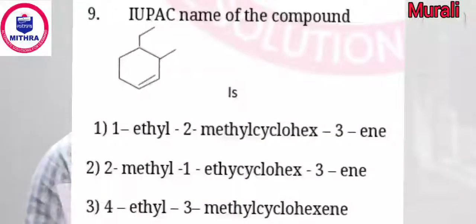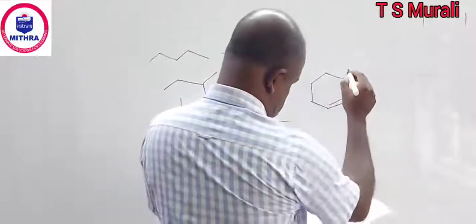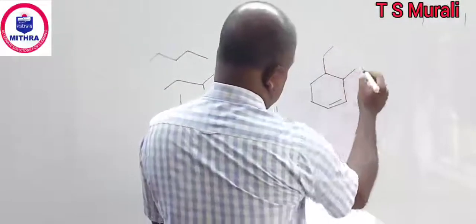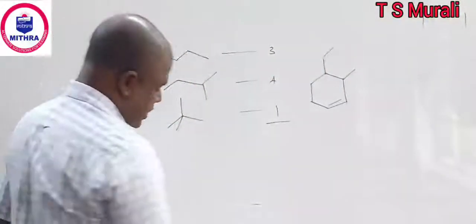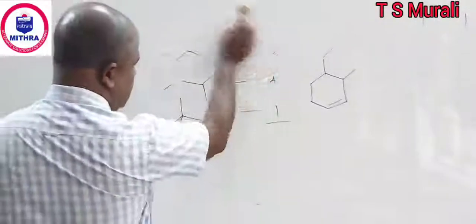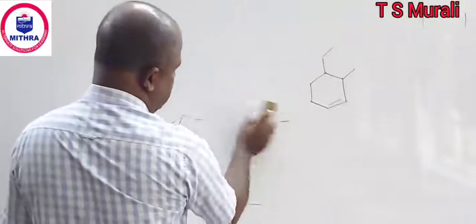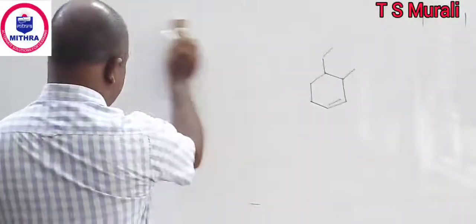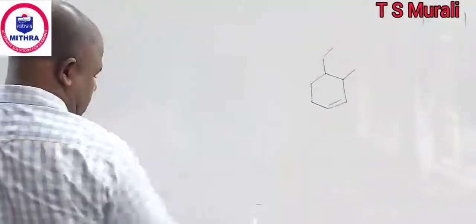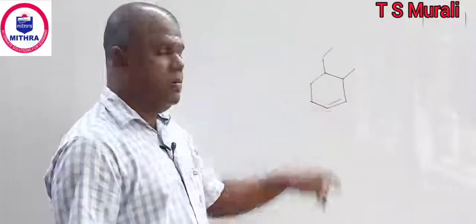IUPAC name of the compound. A compound is given to you and find the IUPAC name. And I will draw the figure. What is the IUPAC name of this molecule? See, it's a cyclic compound, so you have to select the parent part as the cyclic chain in the ring. And here in this particular molecule, which is the more prior part, is it the side chain or the double bond? It is the double bond. So you have to start numbering from the double bond.